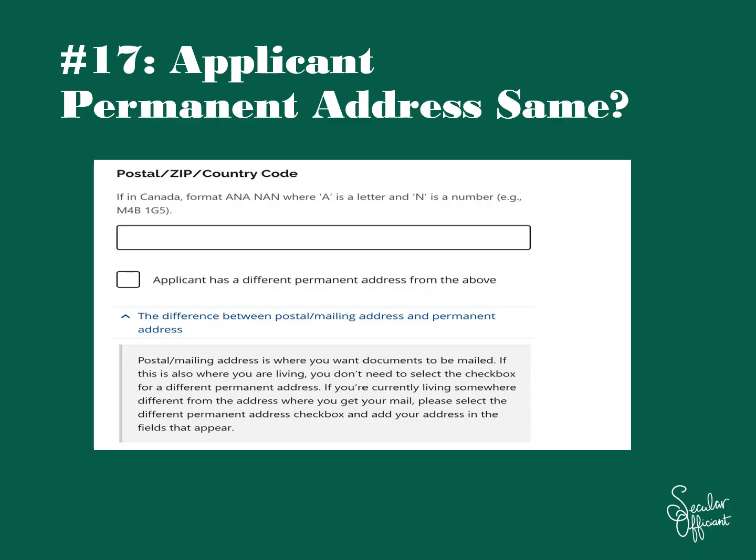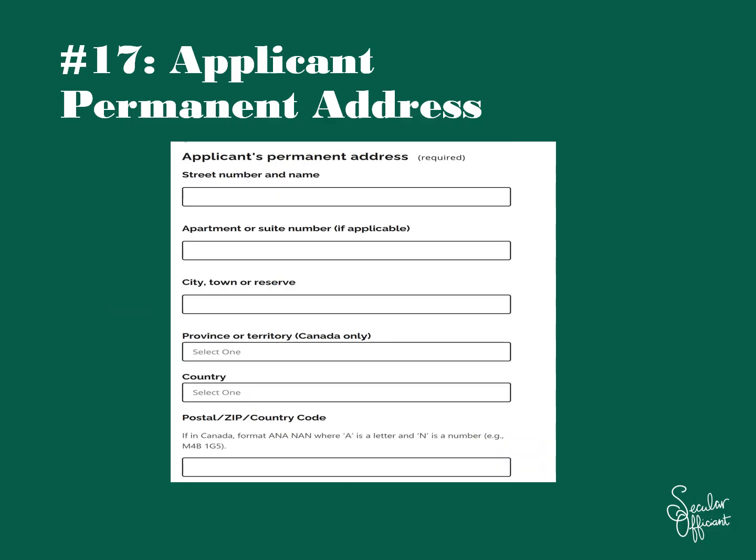Step 17 is indicating if you have a different permanent address. If you do, select the square box next to Applicant has a different permanent address from above. You will provide your permanent address and include the street number and name, the apartment number or suite number if applicable, the city, town, or reserve. If you live in Canada, you will include which province or territory. The country will automatically add Canada when you select a province or territory. If you live outside of Canada, you can leave the province or territory box blank. You will then select the country that you live in. Lastly, you will input your postal code.